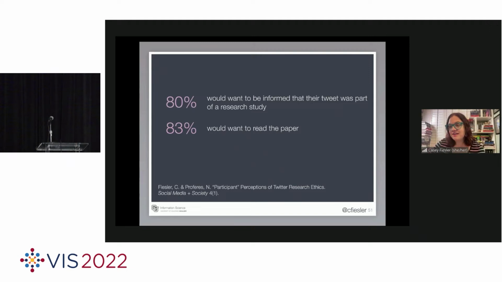Also in the Twitter study that we did, I thought this was an interesting finding. 80% of the people we surveyed said they would want to be told that their tweet was in a research study, and 83% of them said they'd want to read the paper. It's kind of interesting, right? I'm part of a research study. Why would I not want to know about that?